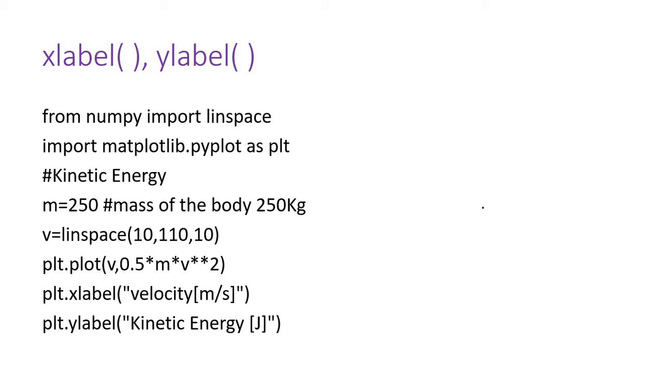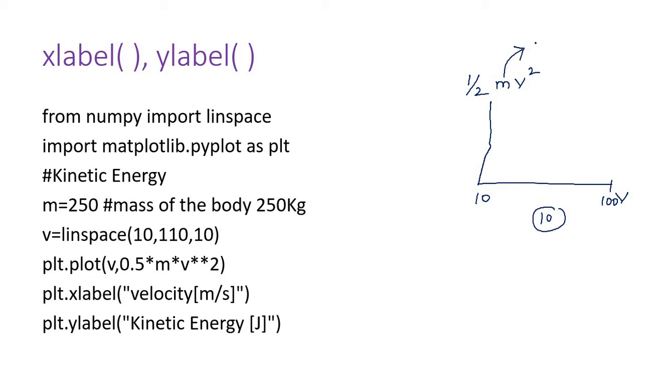So I just want to plot a graph of kinetic energy versus velocity. We know that kinetic energy is half m v square. I want to plot this against velocity. The velocity range is 10 to 100, and I need to increase the step size by 10. Let me take mass as 250 kilograms.